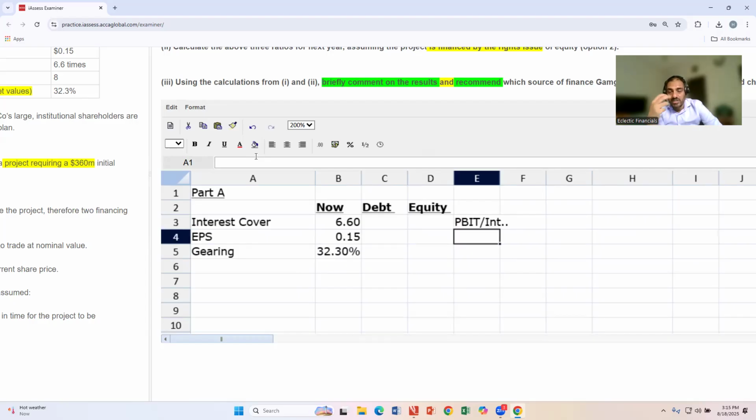To recall, or emphasize, your workings. Emphasize that point so that you will not actually make any mistake. EPS, that's profit after tax divided by number of shares. Gearing here is debt over debt plus equity, and all about book value, not market value.